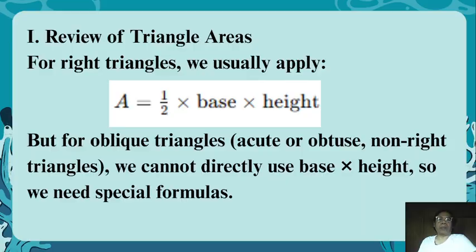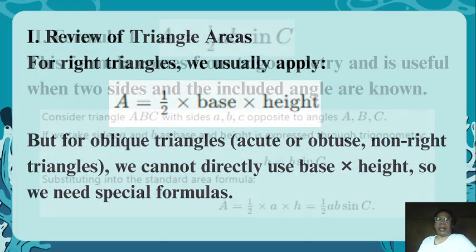So, review of triangle areas. For right triangles, we usually apply area is equal to 1/2 times the base times the height. But for oblique triangles, acute or obtuse, non-right triangles, we cannot directly use base times height. So we need special formulas.